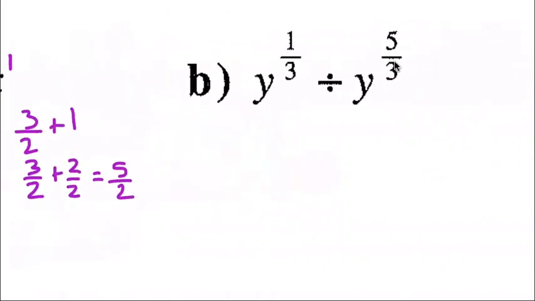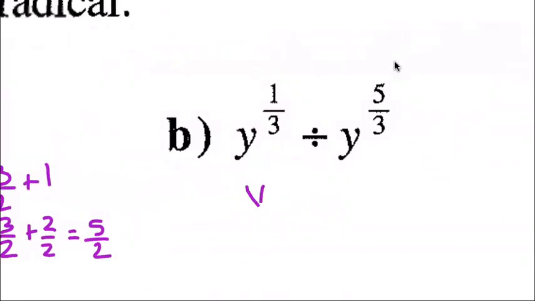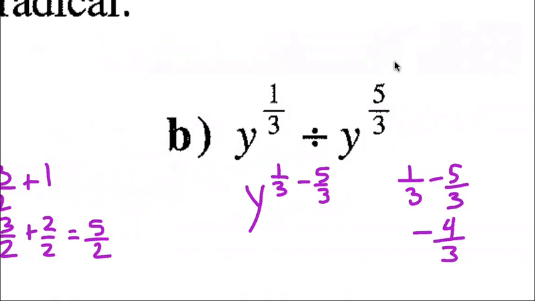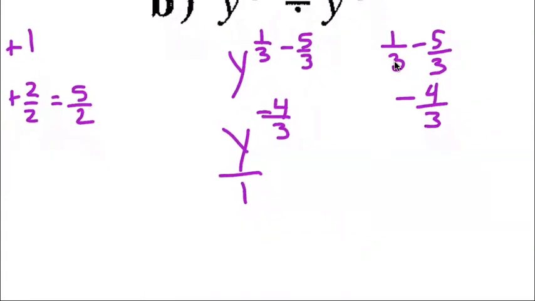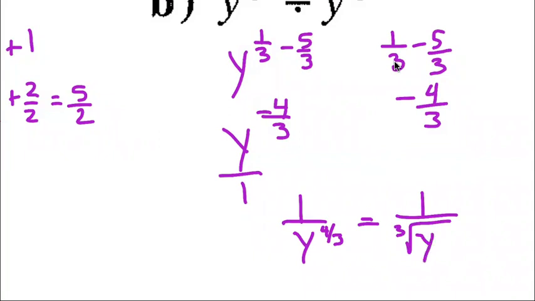Y to the 1/3 divided by y to the 5/3, which is y to the 1/3 minus 5/3. Well, 1/3 minus 5/3 is negative 4/3. So now we have y to the power of negative 4 over 3. Well, this is over 1, so I'm going to flip it. 1 over y to the power of 4 over 3. There's your exponent, and as your radical, square root of, or not square root, cube root of y to the 4th.